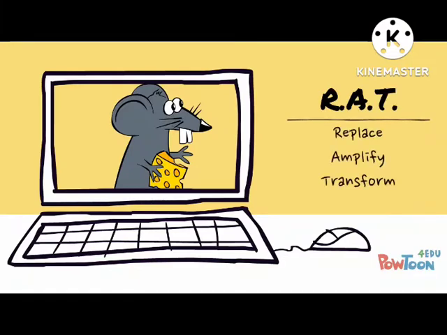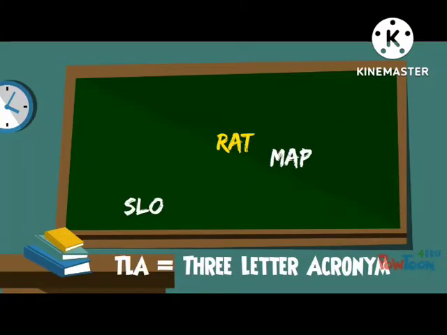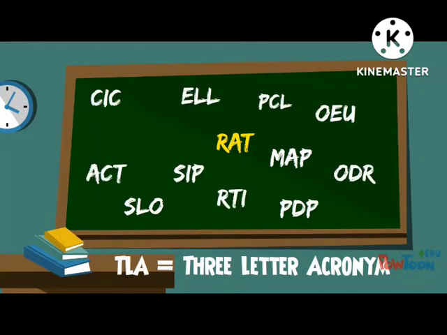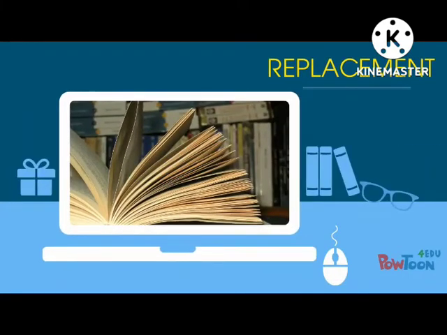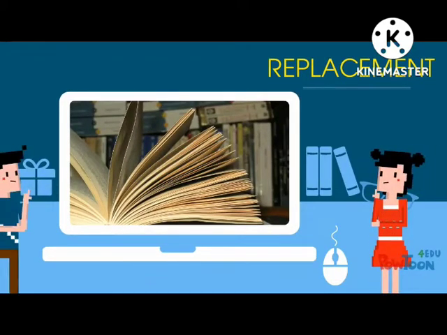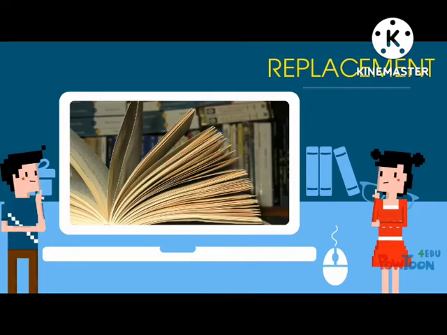Let's look at RAD. I know education doesn't need more TLAs, that stands for three-letter acronyms, but in this case, RAD is the most straightforward way to explain levels of integration. It's also the model we've adopted in our district's technology plan. R stands for replacement. Activities that replace are not much different from the old way of doing things other than the use of technology. It's not better, it's just different.